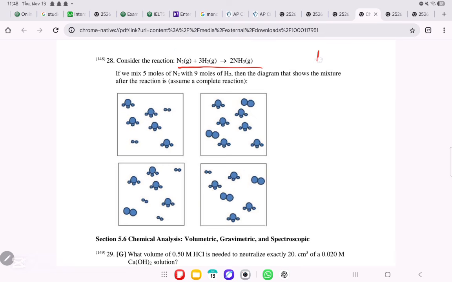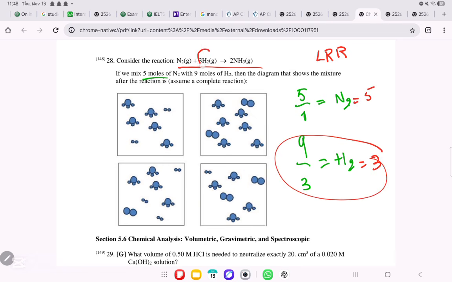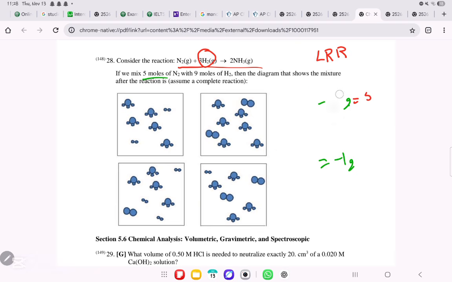We need to find the limiting reagent ratio based on the moles they gave us. They said 5 moles of N2, so 5 divided by the coefficient, which is 1, for N2. Then 9 moles of H2, 9 divided by the coefficient, which is 3, for H2. Now from these two, we can find the limiting reagent. This has a ratio of 5, this has a ratio of 3, this is smaller, so H2 is my limiting reagent. That means the whole equation revolves around H2.